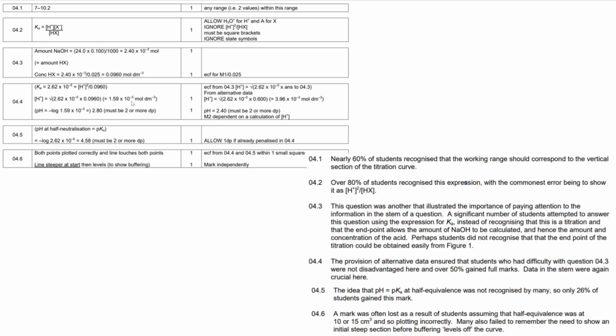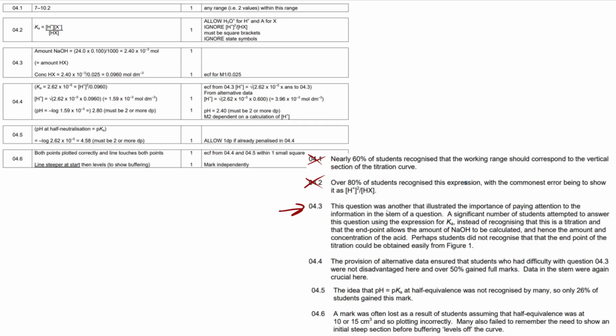Everything should be fine. Feel free to pause the video and check it out yourself. Now, what I'm going to focus on is the examiner's report. So 4.1 and 4.2, I'm not going to focus on them because the majority of students were fine with it, okay? What I'm going to look at here is 4.3 first off, okay?